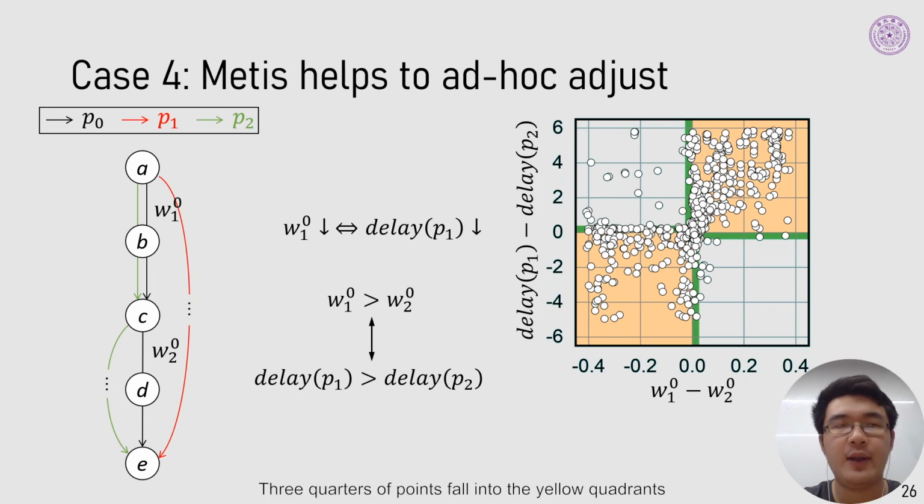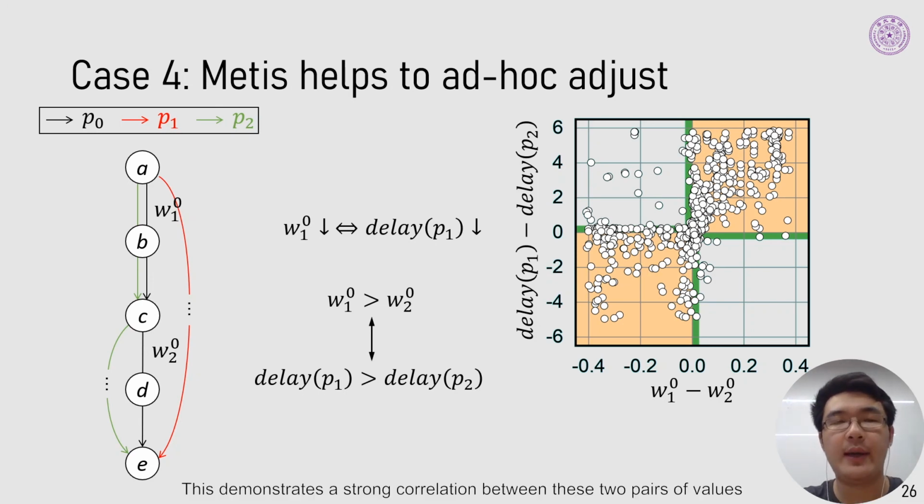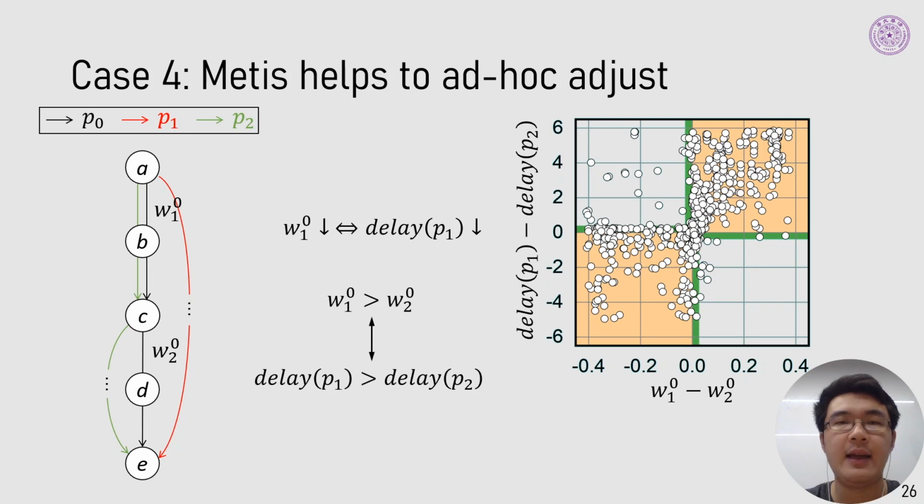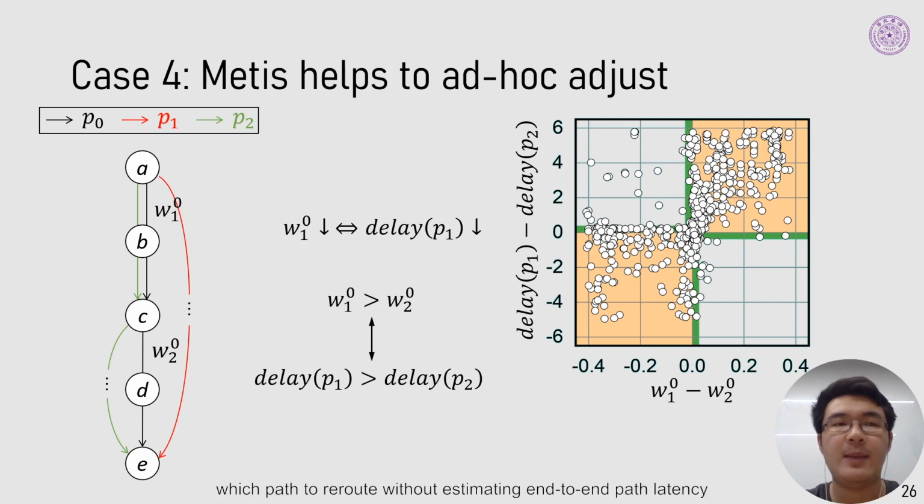3/4 of points fall into the yellow quadrants, with another 19% points shaded green very close to the quadrants 1 and 3. This demonstrates a strong correlation between these two pairs of values. Thus, we provide an indicator for network operators to decide which path to reroute without estimating the end-to-end path latency.